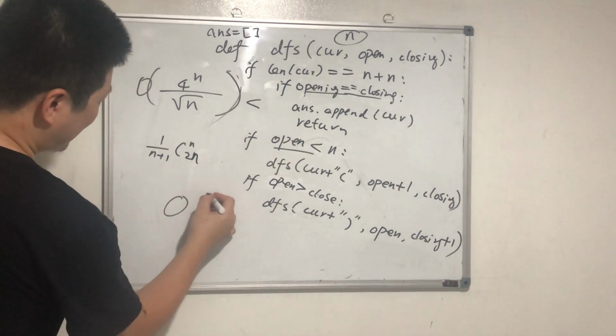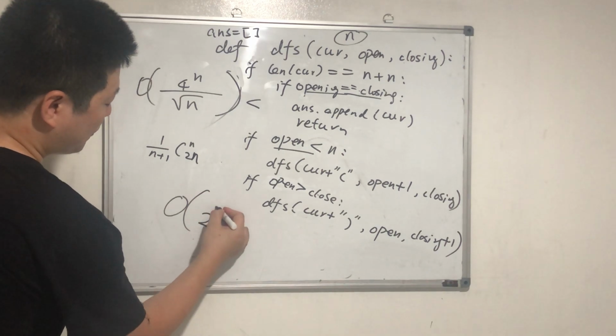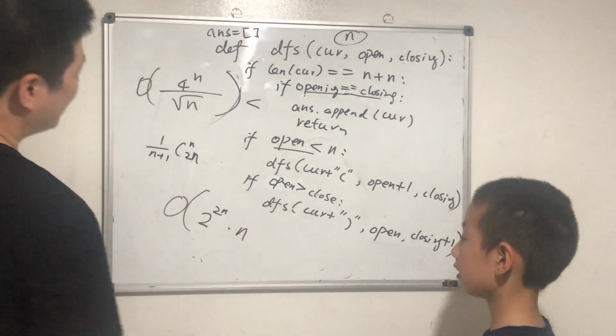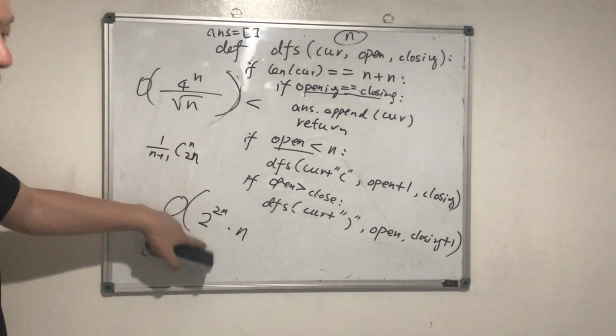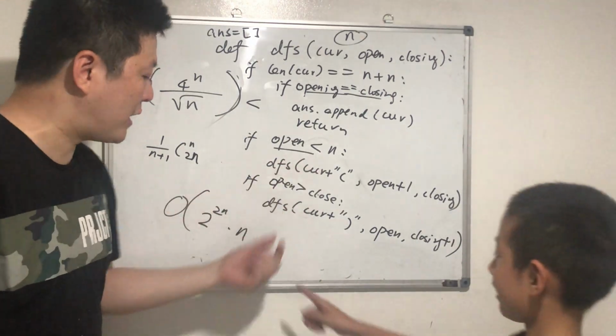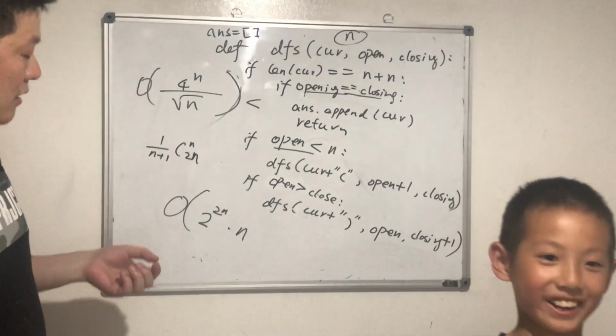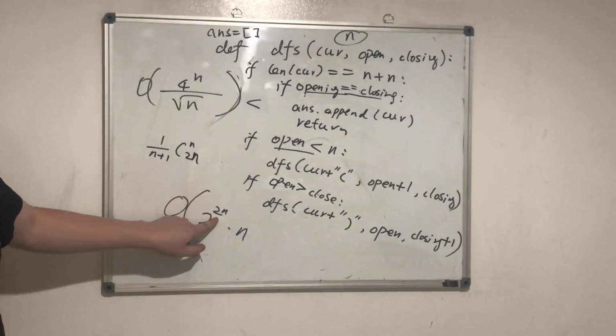But this is far better than what? Than what's at the beginning? 2 to the power of 2n times n, right? Yeah, this is far better than this one, okay? Because this one has a times and this one has a divide. Yeah, this is exponential. Look, this is exponential.